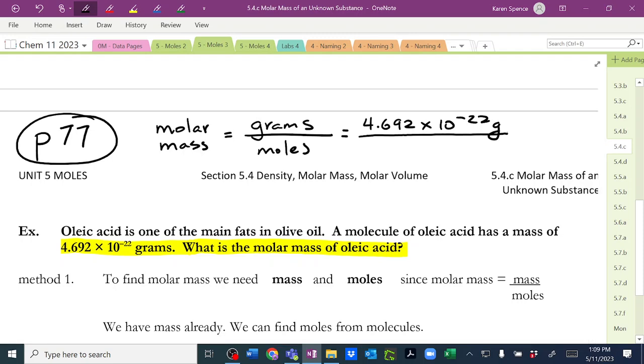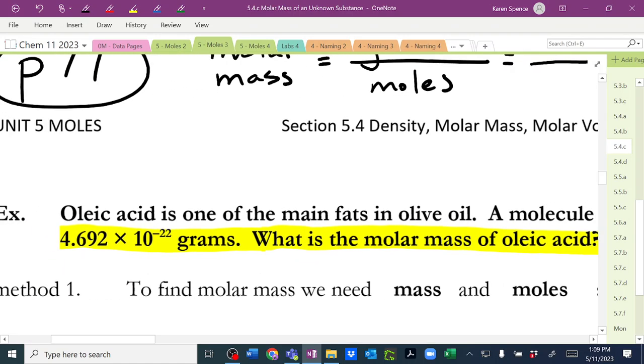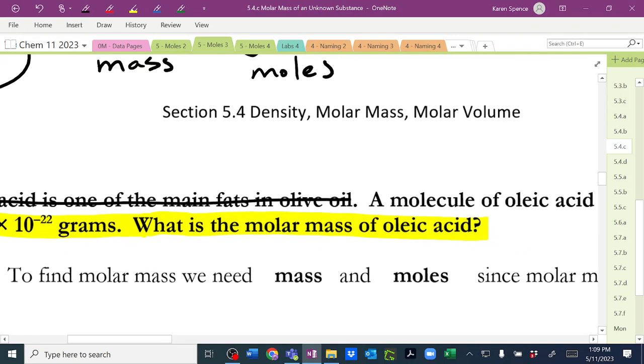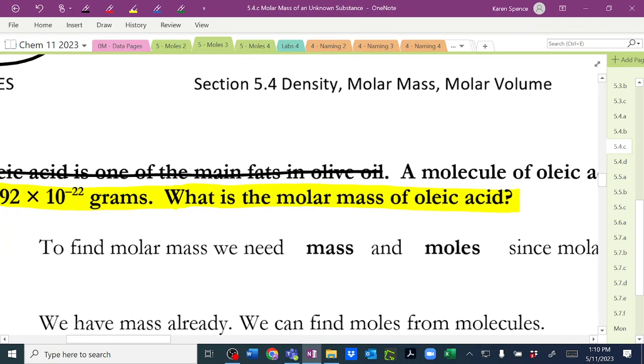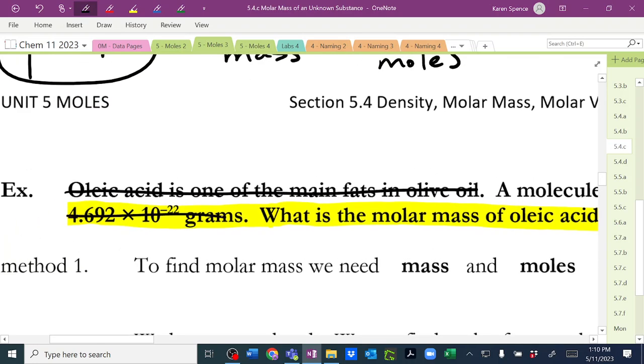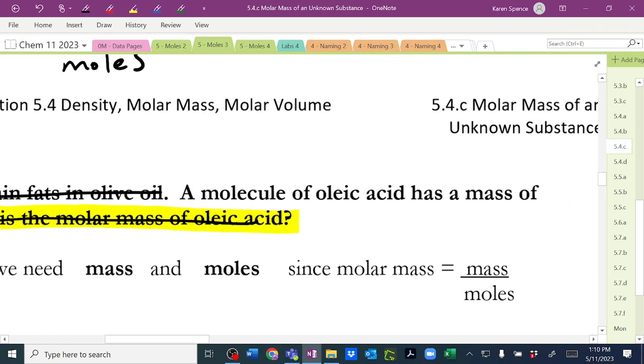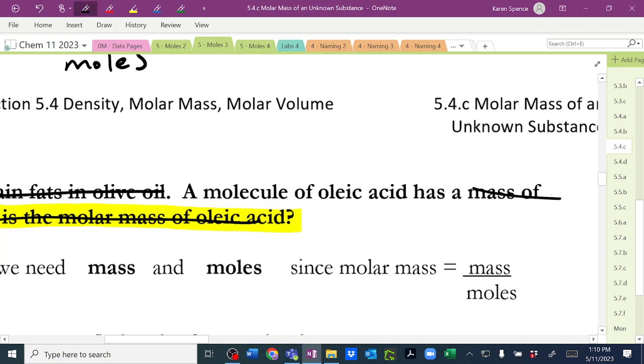Yeah, we have one molecule. If you're wondering how they figured that out, well, if you read your first sentence, oleic acid is one of the main fats in olive oil. Is there any useful information in there? Well, olive oil, yum, but not really. And this mass, we've already used the mass. We are finding the molar mass. The only thing left here basically is this molecule. And if we say a molecule, what do we mean? We mean one molecule.